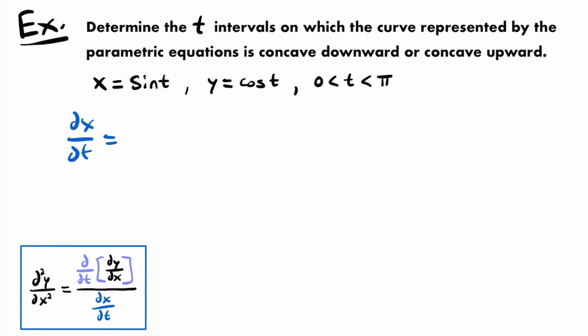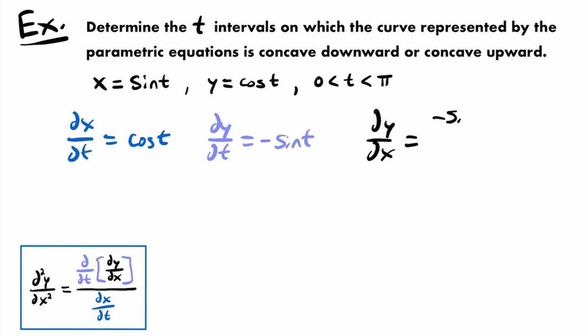dx/dt will be equal to the derivative of sine t, and the derivative of sine is cosine, so we'll have cosine t. And then dy/dt, the derivative of y with respect to t, will be the derivative of cosine t, and the derivative of cosine is negative sine, so we'll have negative sine t. Now that we have dy/dt and dx/dt, we can find dy/dx, our first derivative, which is dy/dt divided by dx/dt. So we'll have negative sine t divided by cosine t.